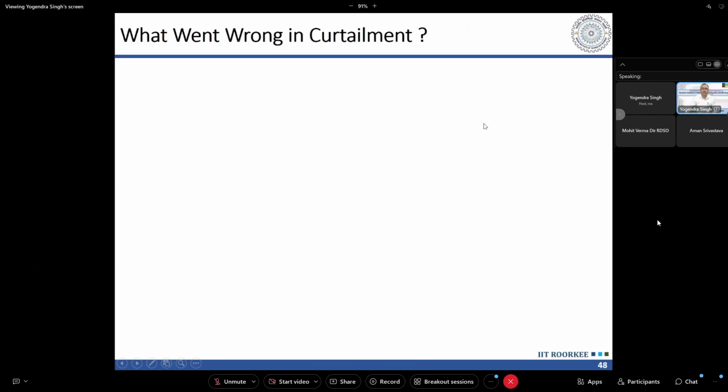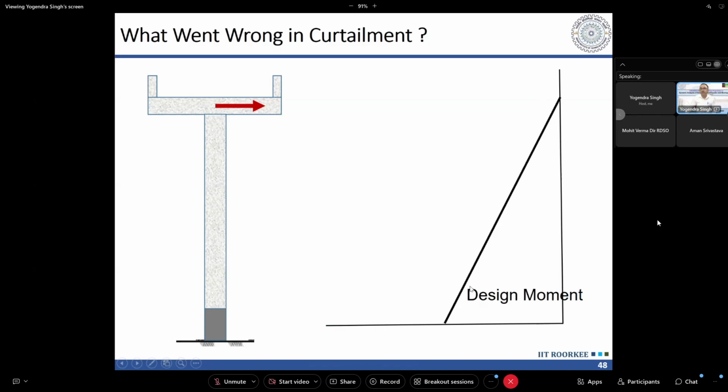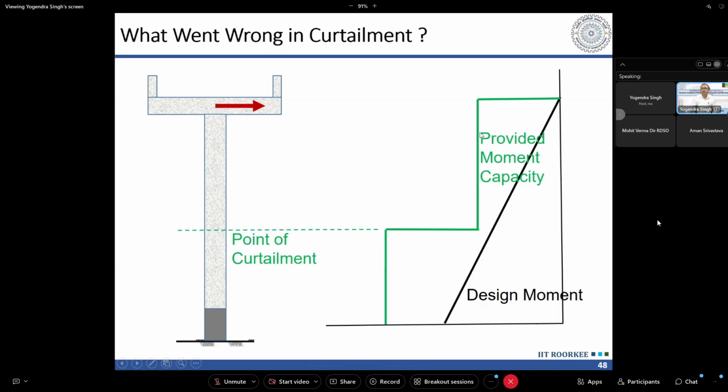So let us say there is a pier and it is subjected to some horizontal force at the top where the mass is lumped. Then the bending moment diagram, we understand it will be linear. So bending moment will be maximum at the base and it will be zero at the top. And when we will be designing for this bending moment, the capacity we will be providing something like this. So there they have provided capacity like this.